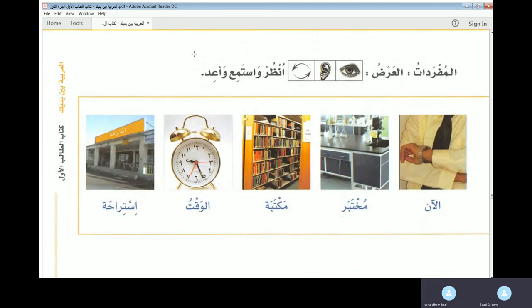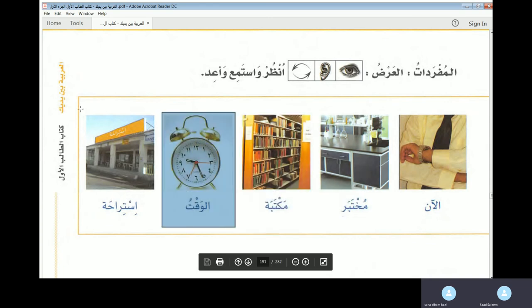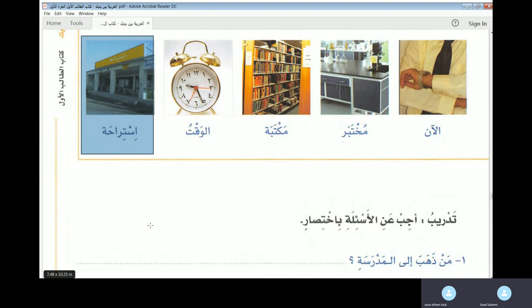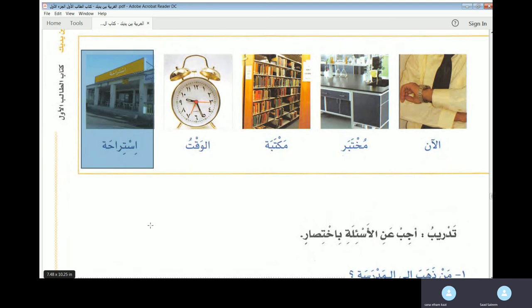المفردات. الآن means now. مختبر, lab, laboratory. مكتبة, library. الوقت is time or clock. استراحة is a break or recess.